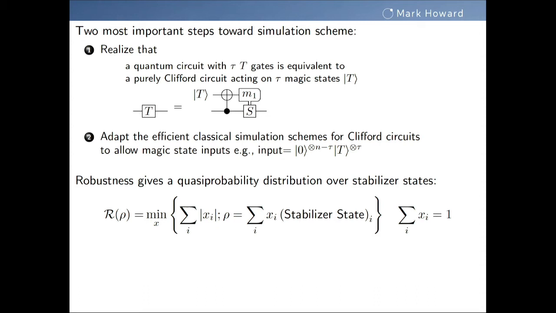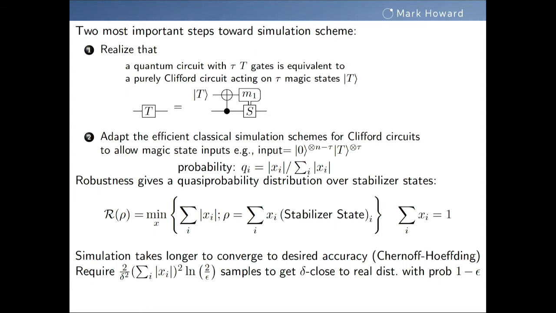So in our simulation scheme, what we do is we take that quasi-probability representation, and we just turn it into a proper probability. So you just take the absolute value and then normalize. OK, so now it's a proper probability distribution. And we can use Chernoff-Hoeffding type arguments to say that we can simulate the circuit. And it requires this many samples to get delta close to the real distribution with probability 1 minus epsilon.